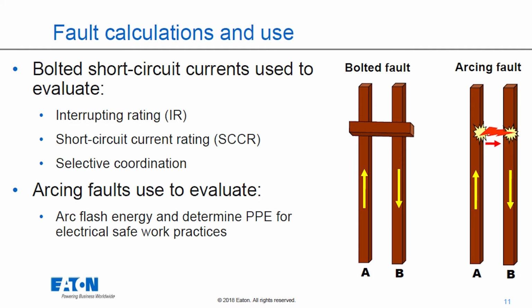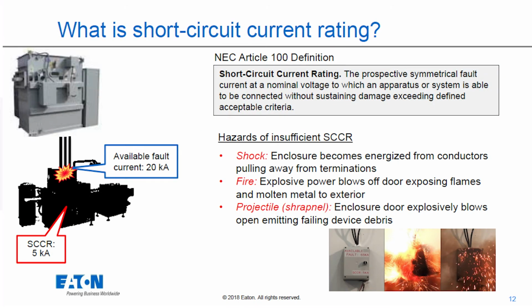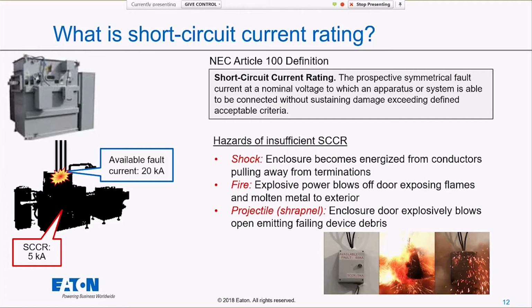So with that, we can finally talk about short circuit current rating. Short circuit current rating, or SCCR, what is it? Short circuit current rating is the prospective fault current that an apparatus or system can be connected to without sustaining damage exceeding defined acceptable criteria. And that last part, that's my favorite part. Without sustaining damage exceeding defined acceptable criteria. What does that mean? Who decides what that acceptable criteria is? How much damage is acceptable?